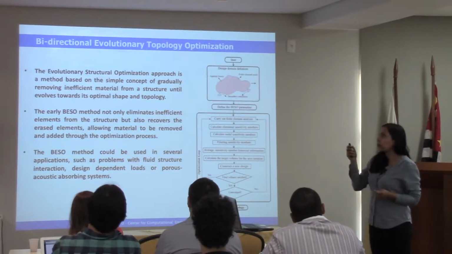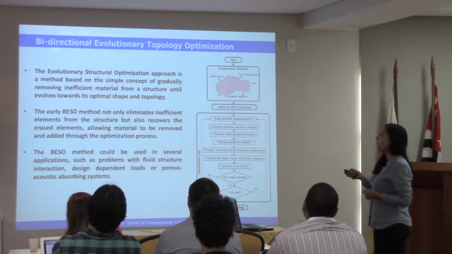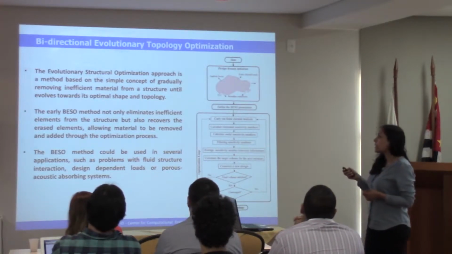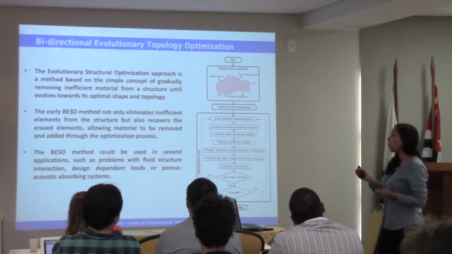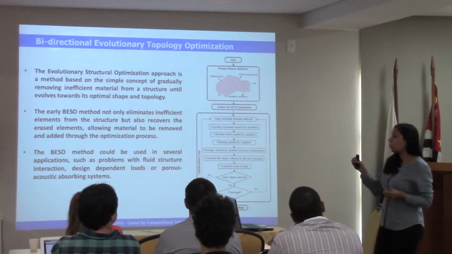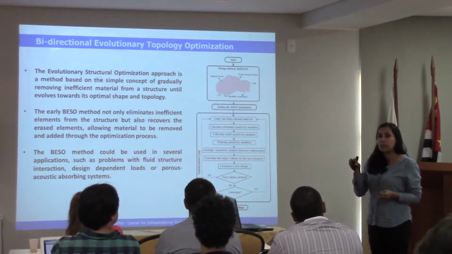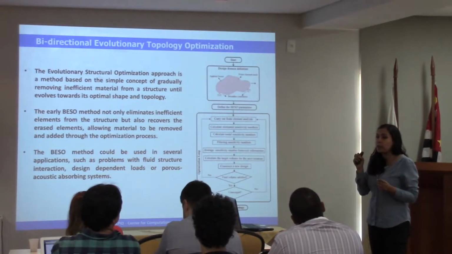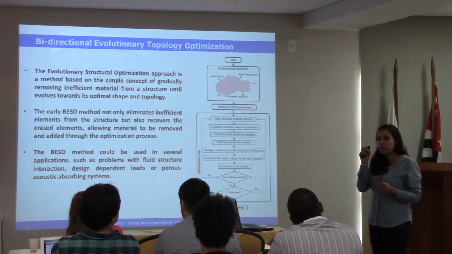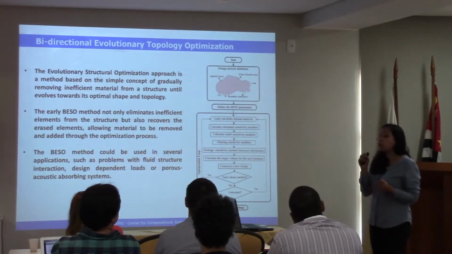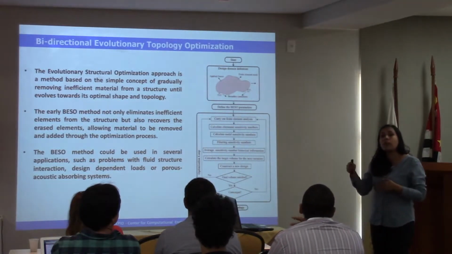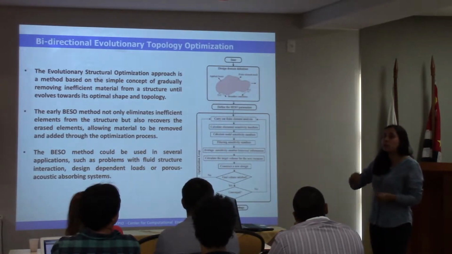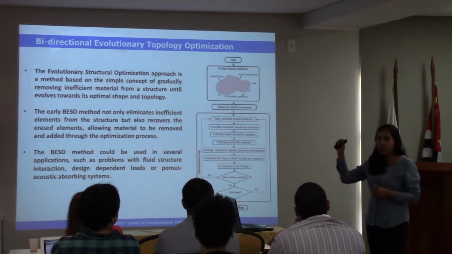So we're going to talk first about the evolutionary structural optimization method. It's based on a very simple concept. You will have a design domain, divided into elements, and you will be gradually removing those elements, that material, and you will do it slowly enough to follow a certain evolution path until you get to the optimal structure.